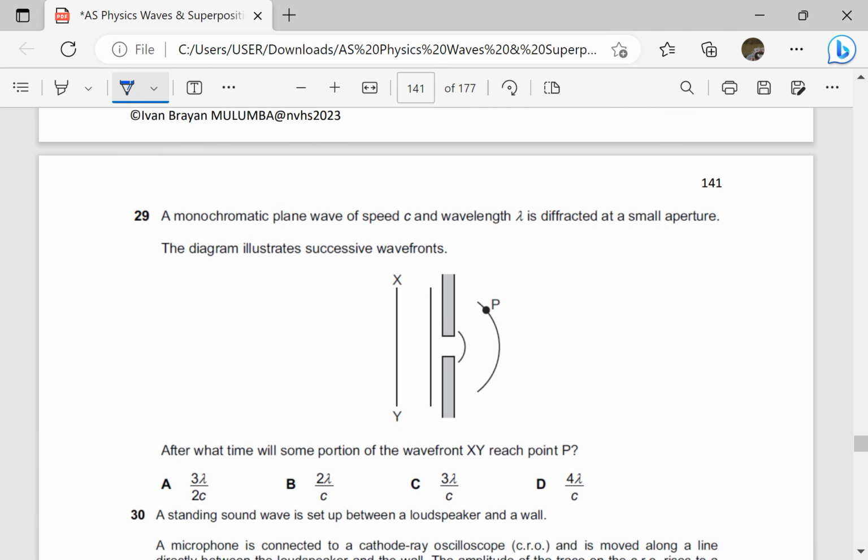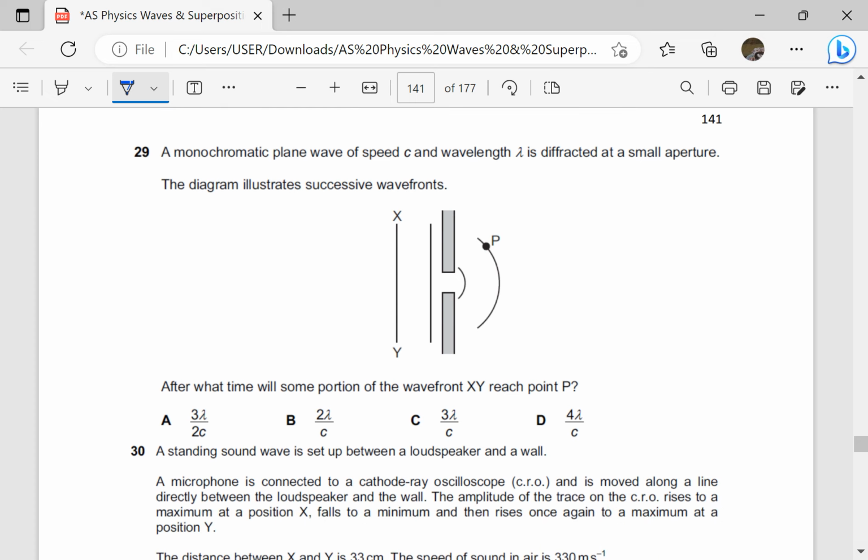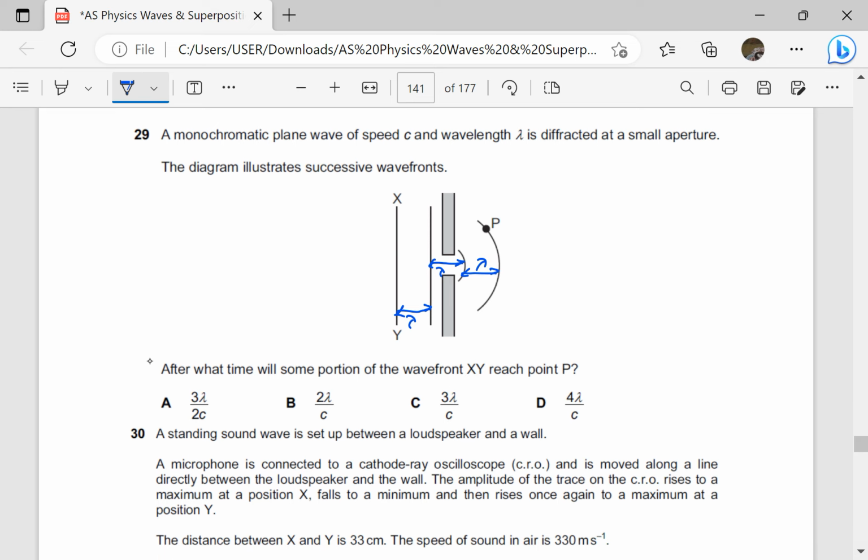A monochromatic plane wave of speed c and wavelength lambda is diffracted at a small aperture. The diagram illustrates successive wavefronts. So this distance is going to be wavelength. Of course, this one is also still wavelength. This is also still wavelength. So after what time will some portion of the wavefront XY reach point P? So XY will reach point P after covering a distance which is 3 times wavelength. So distance is 3 lambda.